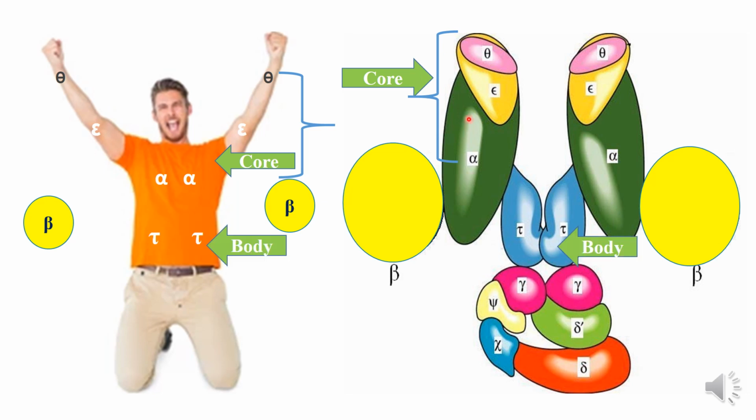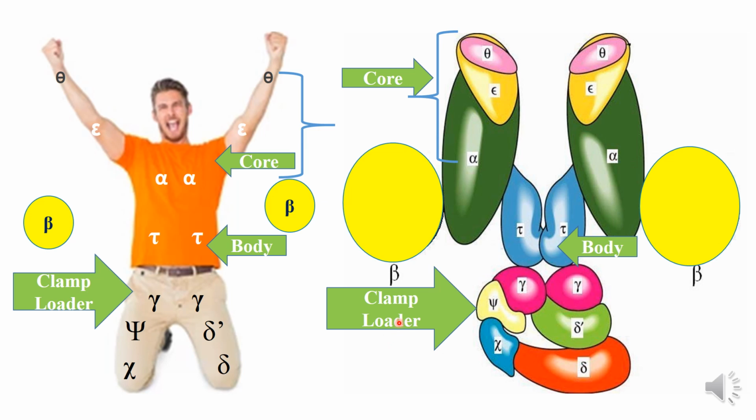The second part is composed of the tau region which forms the body, and it keeps the dimer intact and together. The third part of the enzyme is composed of the clamp loader, and this clamp loader is made up of two gamma, chi, psi, delta prime and delta. So these are the different parts of the clamp loader.